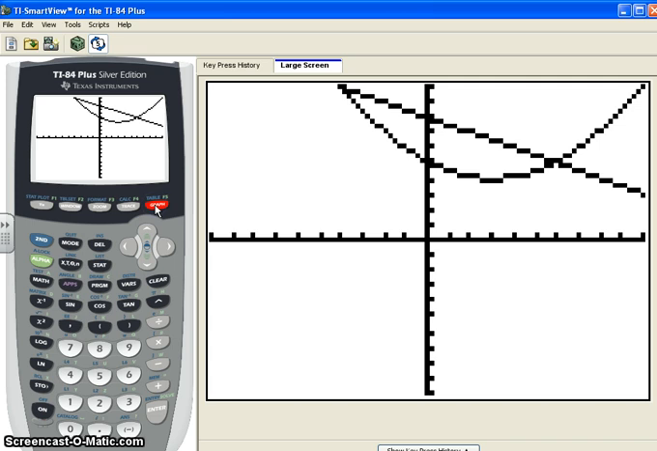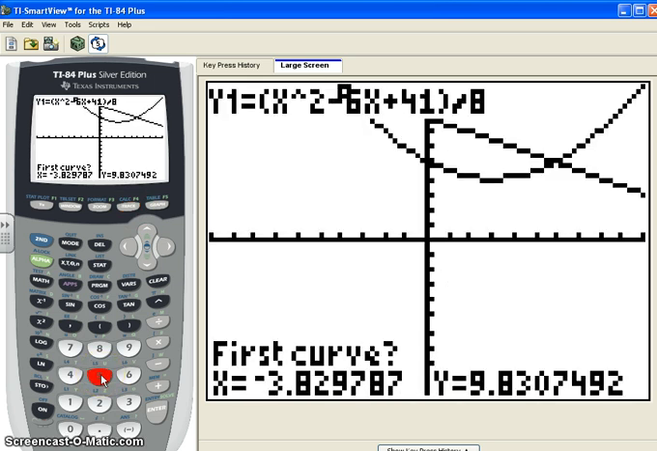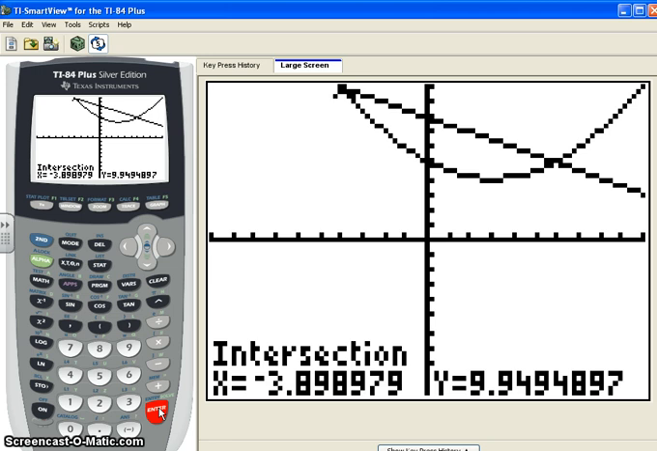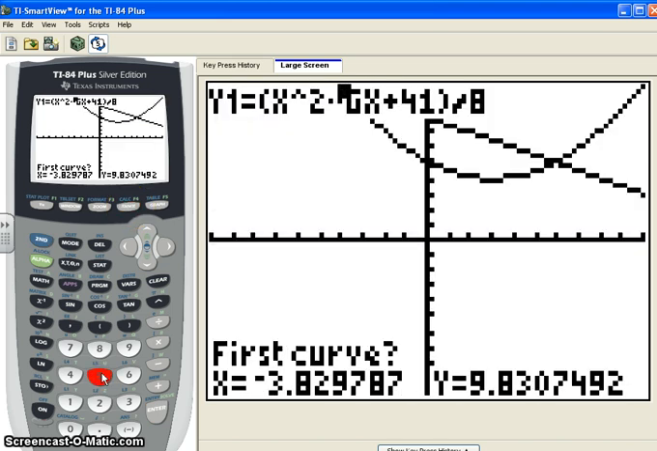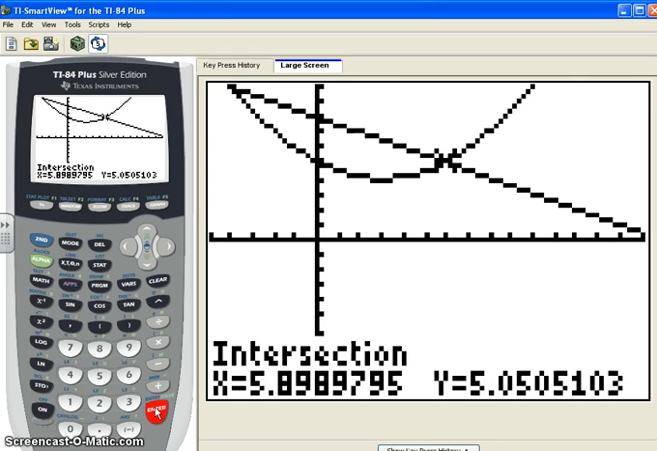I can find the intersections by going second trace, number 5, and then my cursor is already up near the intersection in the second quadrant, so I'm just going to hit enter 3 times. There's our first intersection point, negative 3.9, comma 10. And then my other intersection point, I'll do the same thing. Second trace, number 5. Move my cursor over to be closer to the intersection in the first quadrant and hit enter 3 times. And there's our other intersection, 5.9, comma 5.1.